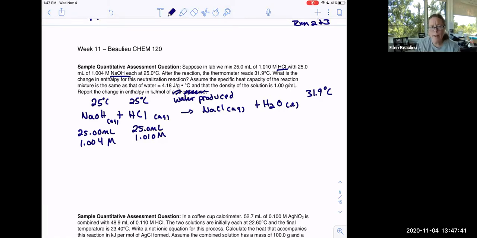Okay, what is the change in enthalpy? That means this question wants to know delta H. What is the change in enthalpy for this neutralization reaction? Assume a specific heat capacity of the reaction is the same as that of water, and that the density of the solution is 1 gram per mil.